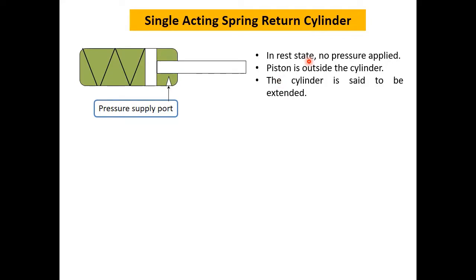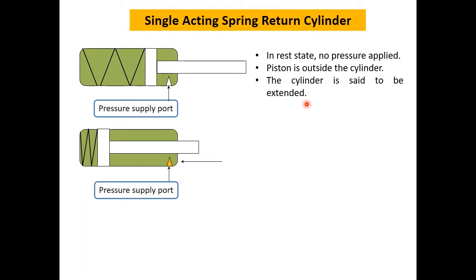The cylinder is in the rest state, that is, no pressure is applied. The piston is outside the cylinder and the cylinder is said to be extended.